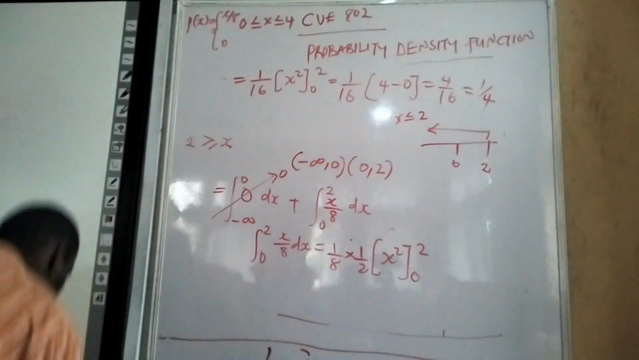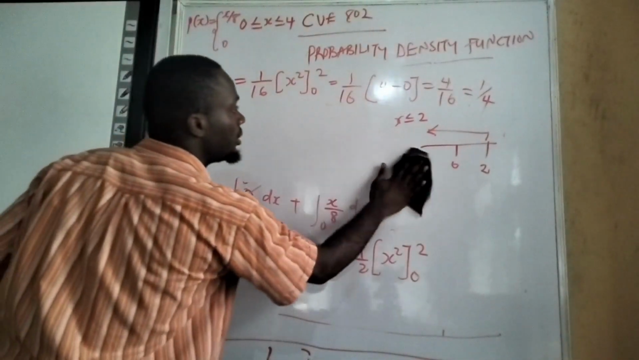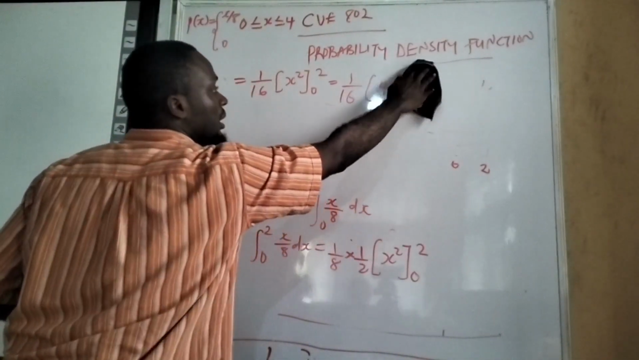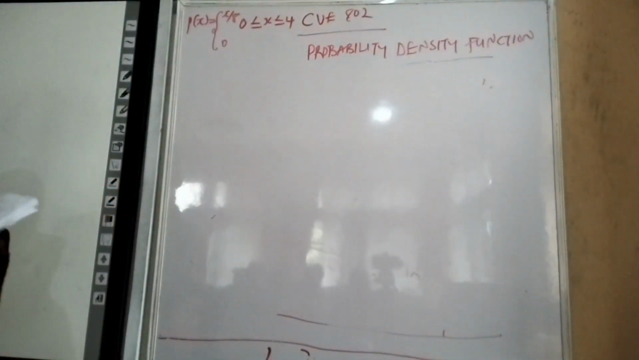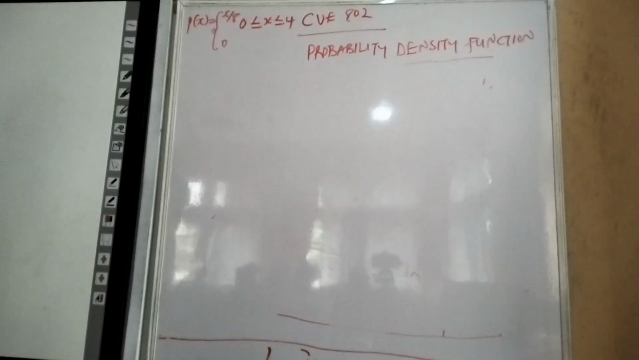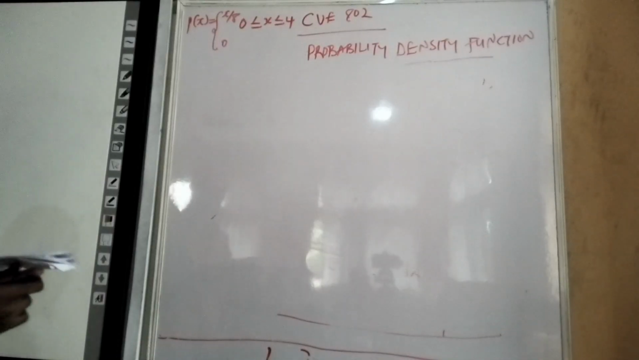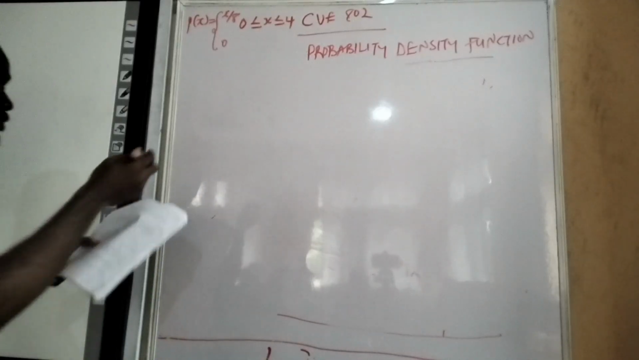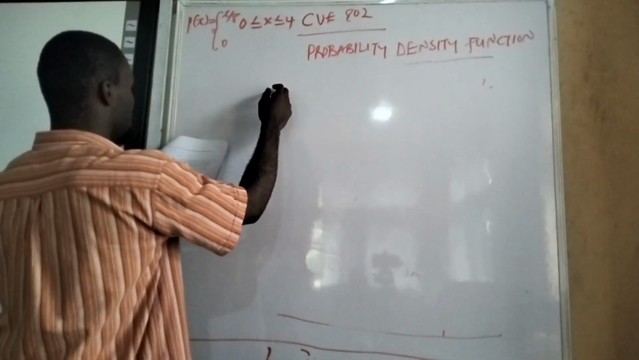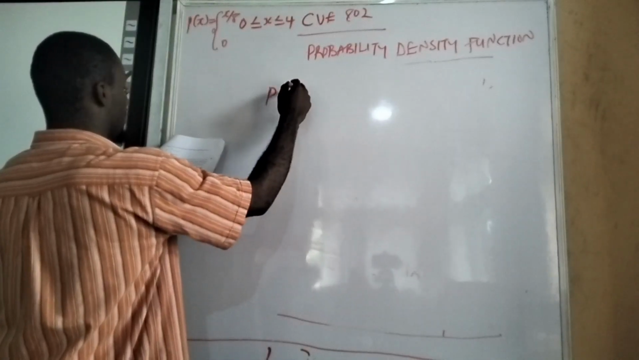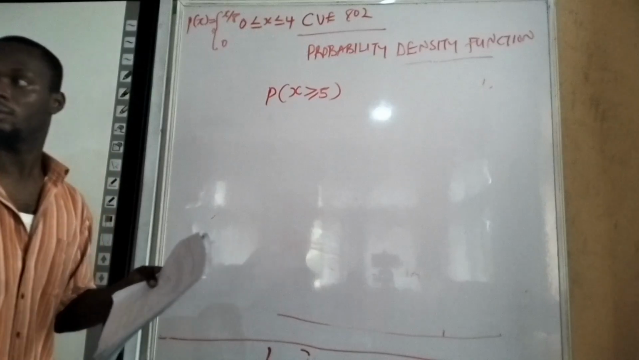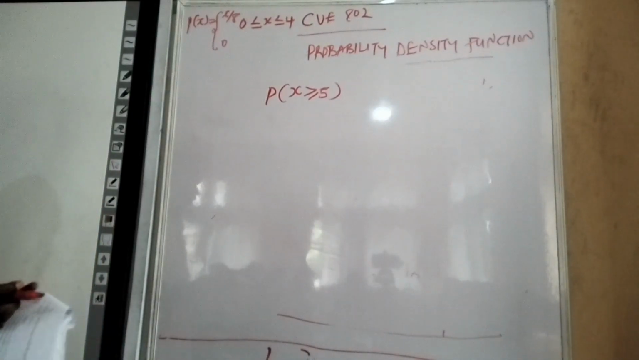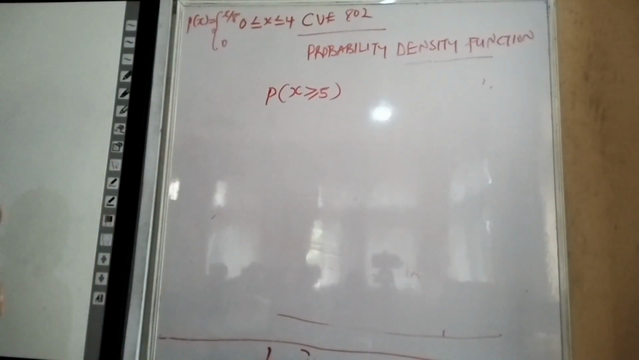So the next example says we should do, what is the answer? 1 over 4. Think of it. So we should do for P, that is for x greater than or equal to 5. Greater than or equal to 5.